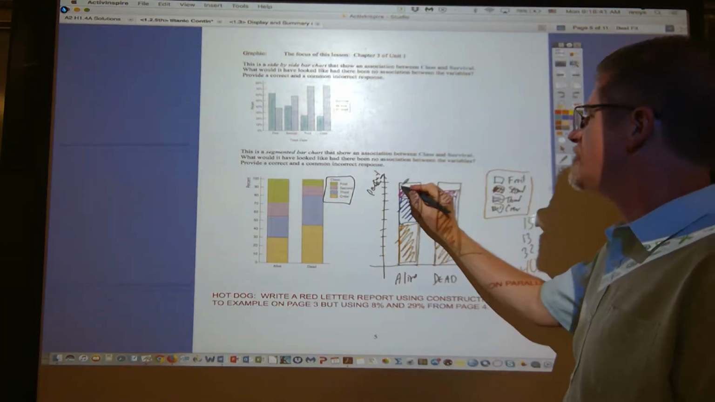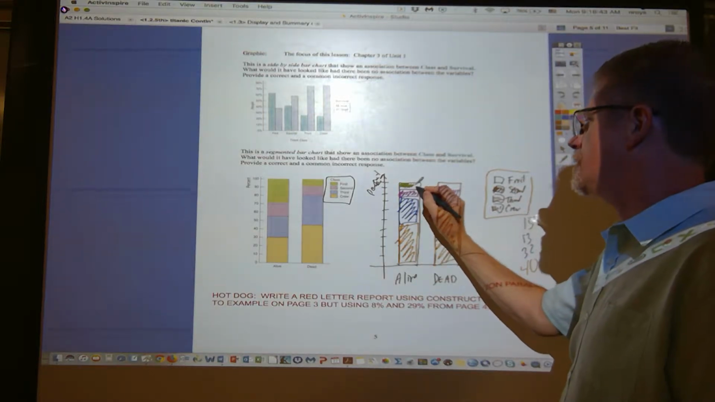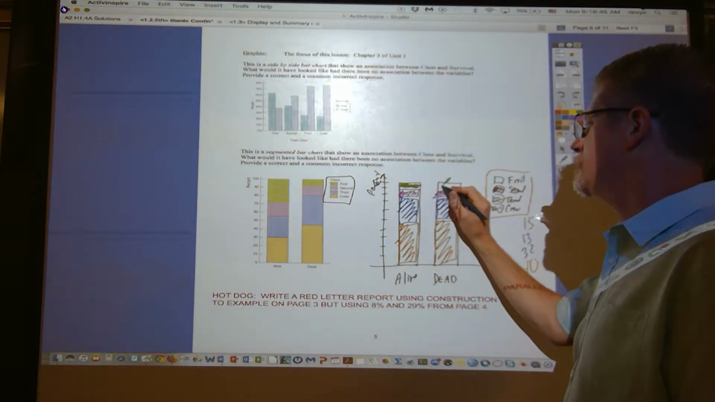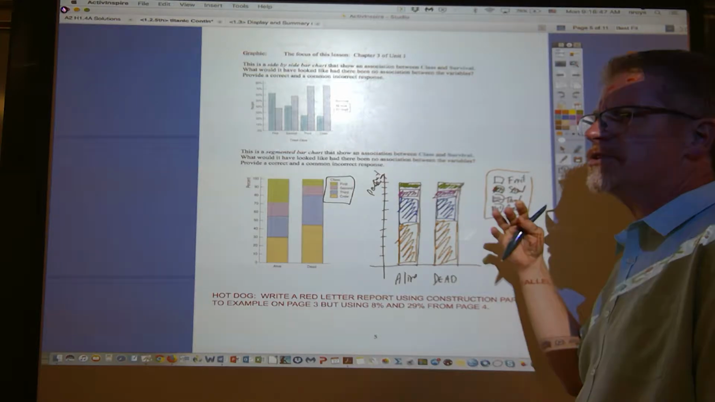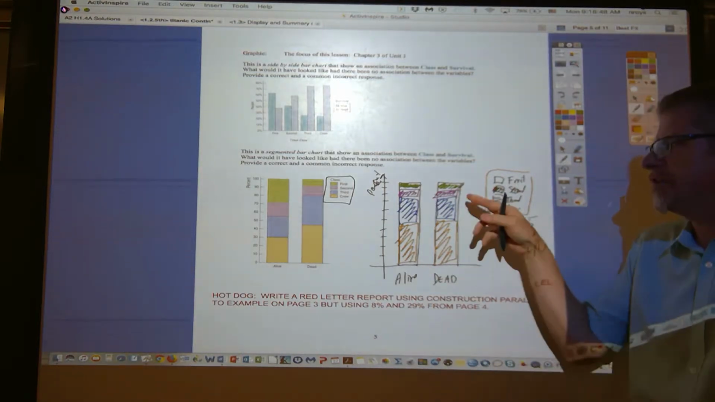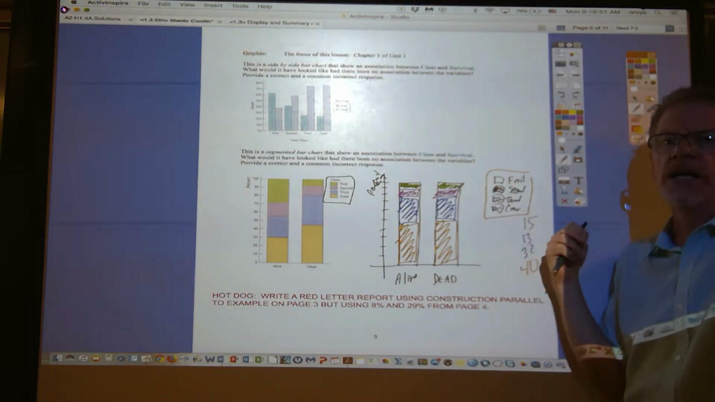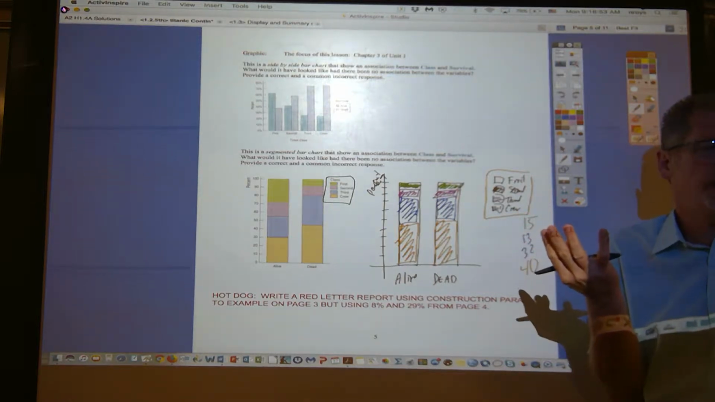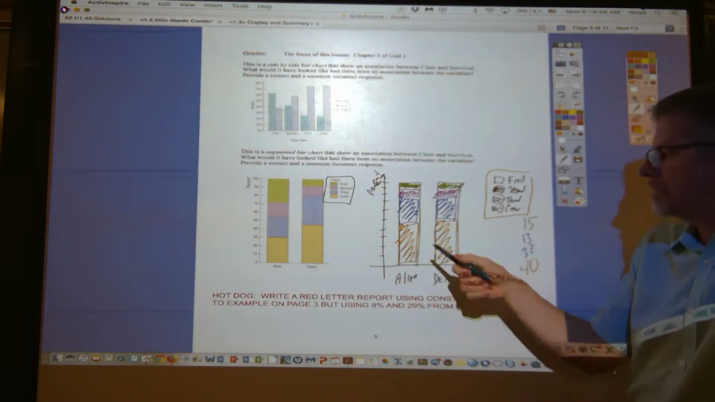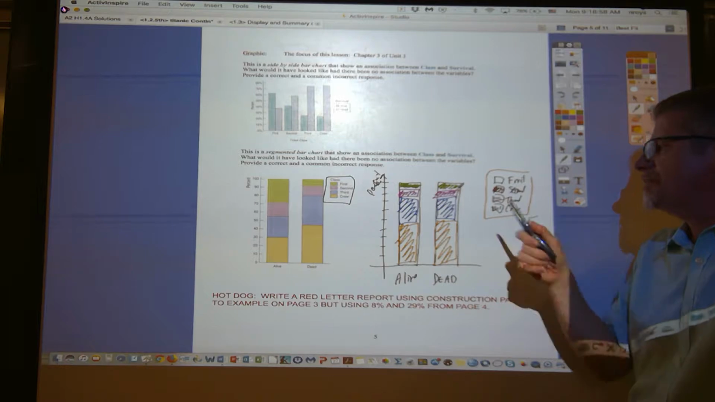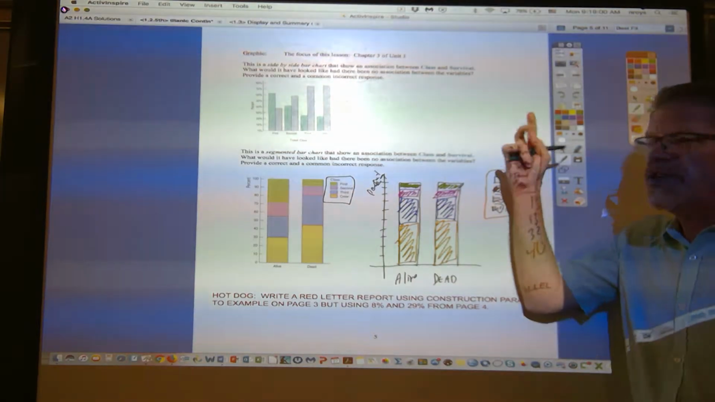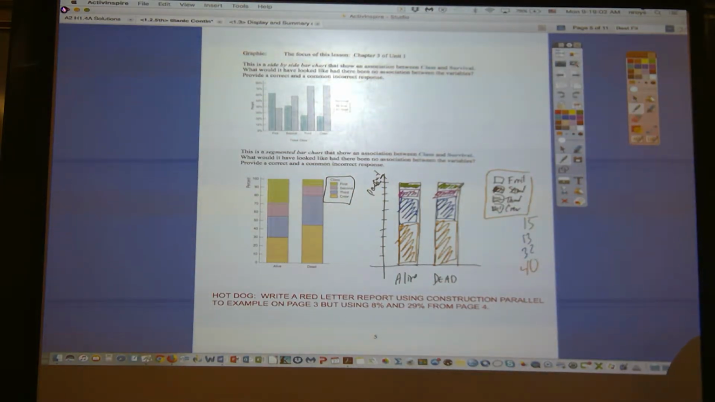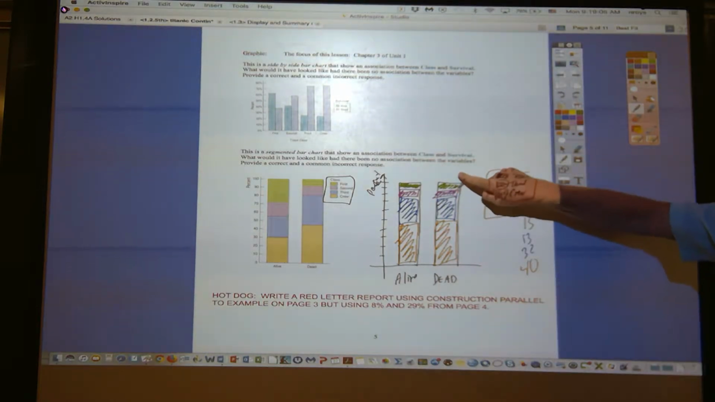It would have been only 15% of the living, and only 15% of the dead. I mean, it just sounds right. If 15% of the overall passengers were first class, then if survival had nothing to do with class, you would expect 15% of the living to be first class, 15% of the dead to be first class. This is what it would have looked like had survival been independent of class. And these would have been the specifications.